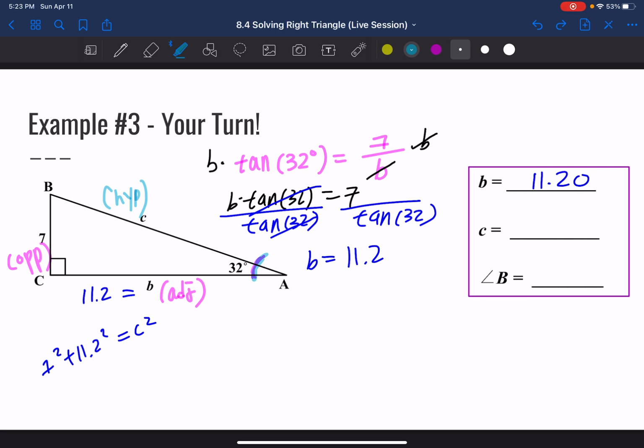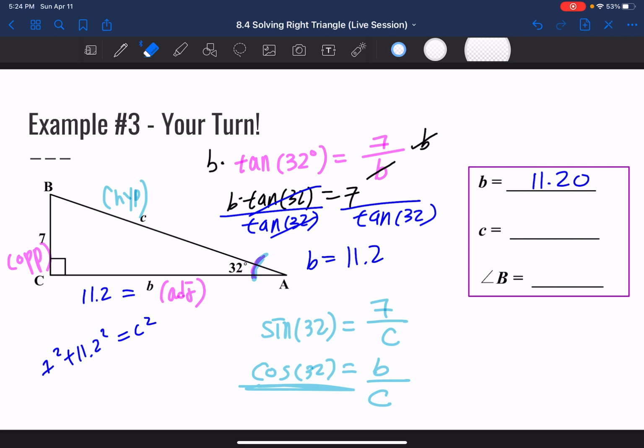But if I use opposite side, it's going to be sine, right? Sine is opposite over hypotenuse. So I have a sine 32 equals to 7 over C. Did we get it? If you want to use cosine, go ahead. Cosine is what? Adjacent, so B over C, and we already know B, which is 11.2 because we found it. You can do that. Both answers will be exactly the same.